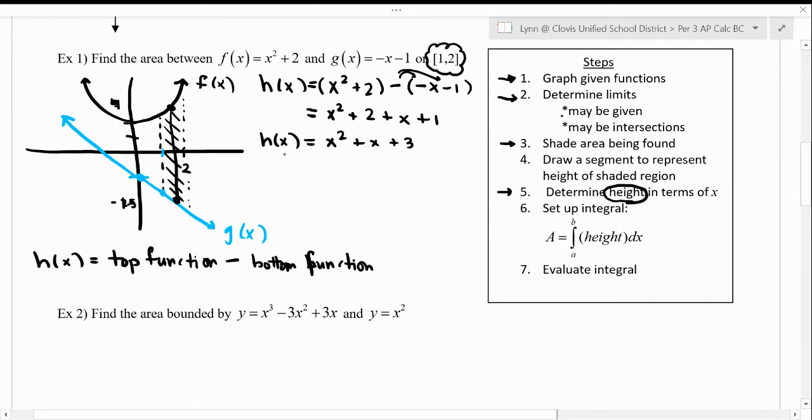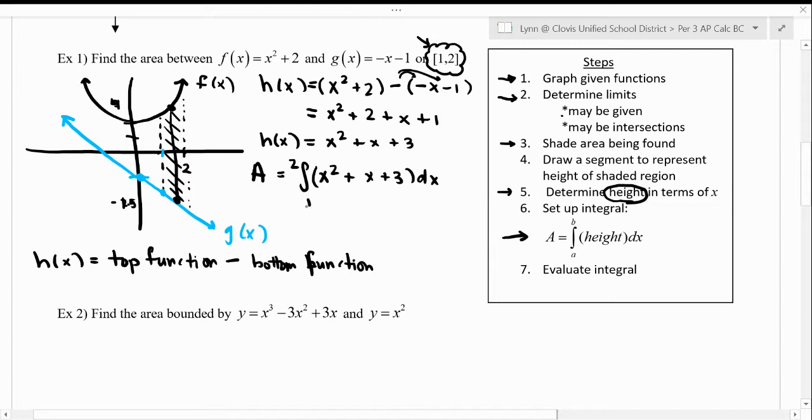So now that I have h of x, I just set up my integral. So then I know the area of that shaded region will be the integral from 1 to 2, and I got that from my limits, or from the left x to the right x, of h of x, and then with respect to x.